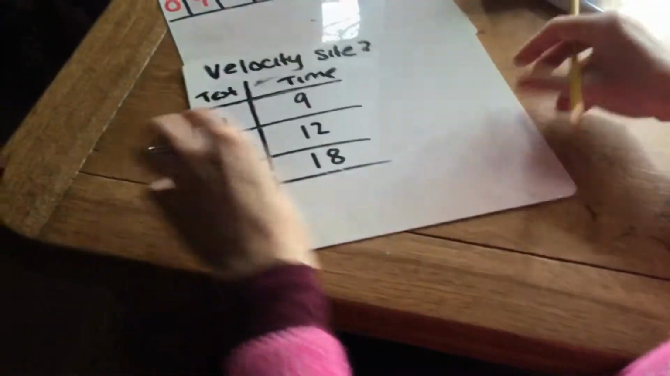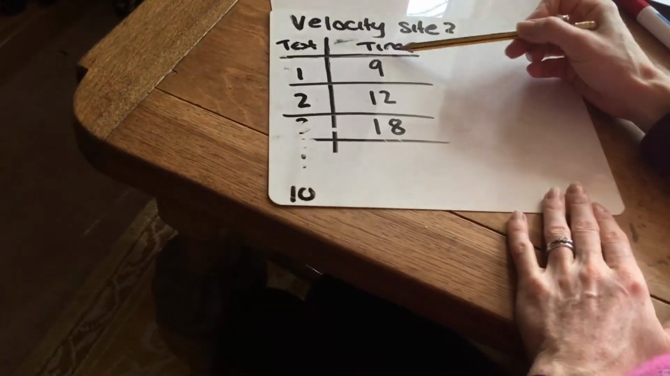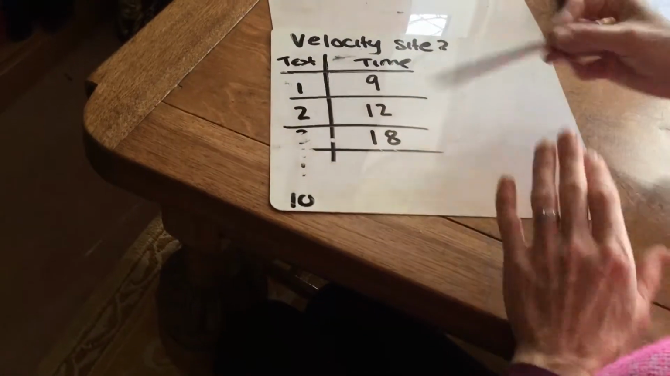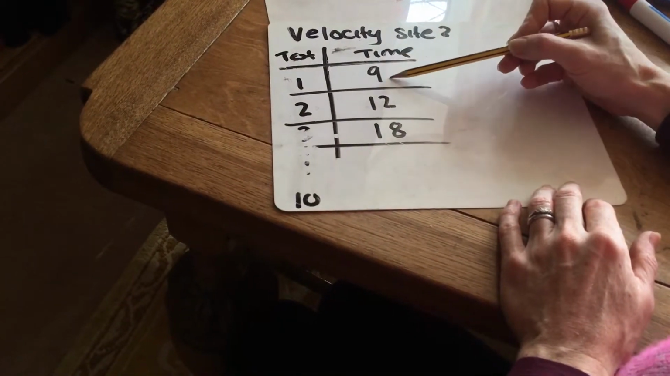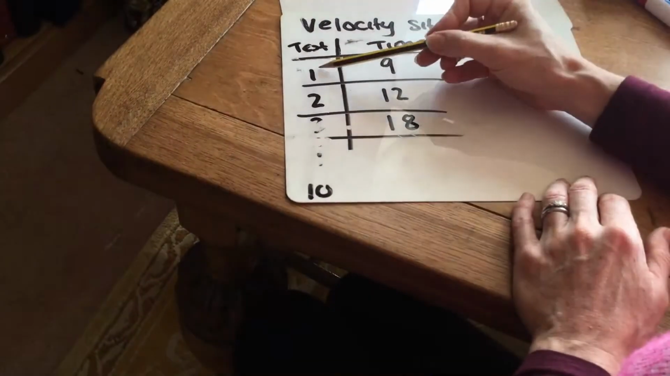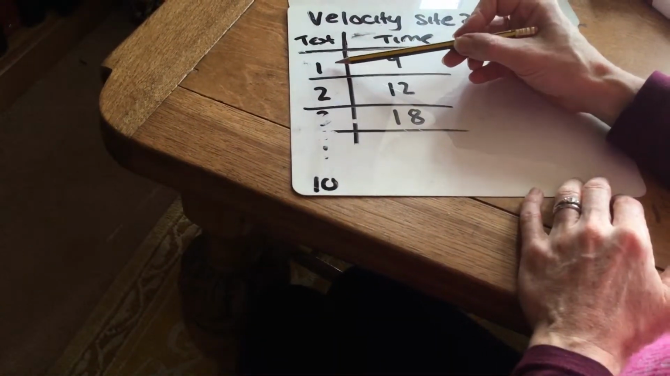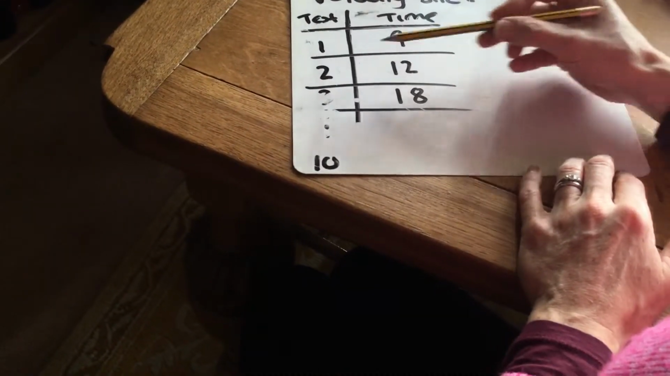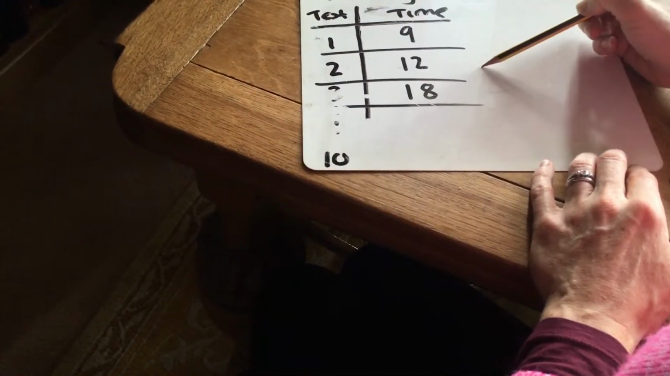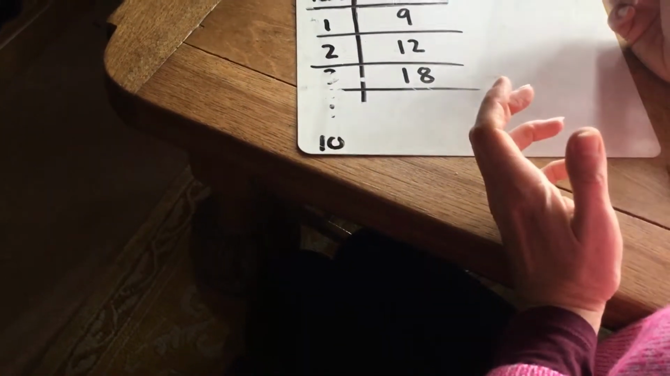Second then, we did the velocity, okay? So for the velocity of the river, we tested 10 times how long it took the cork to travel 10 metres. So these are seconds over 10 metres. We did 10 tests to even out our reliability. On the first test, it took 9 seconds to travel 10 metres. The second time, 12 seconds to travel 10 metres. Third time, 18 seconds to travel 10 metres. That was the same 10 metres.